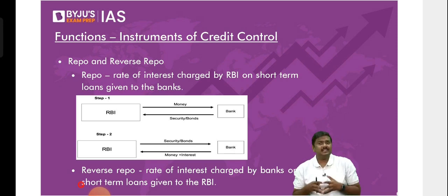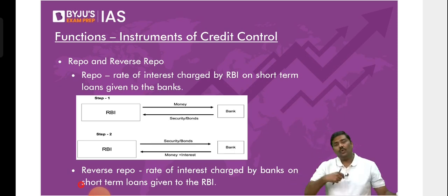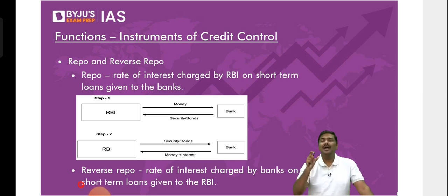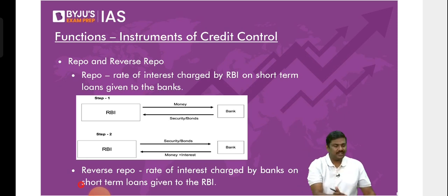It could be for 14 days. It could be even for 28 days. So whenever overnight loans or short-term loans are provided, RBI charges a rate of interest, and this rate of interest is called the repo rate.